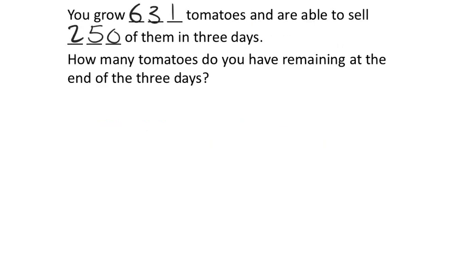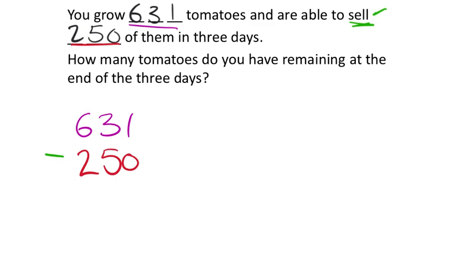Let's do this one. You grow 631 tomatoes and are able to sell 250 of them in 3 days. How many tomatoes do you have remaining at the end of the 3 days? So we're going to start, right? You're starting with the 631 tomatoes. Now we're going to sell. So what operation are we going to use for sell? Sell is going to subtract, and it says you sold, so we're going to subtract 250 tomatoes. Now again, I've lined that up so that we can just solve this. And this should tell us how many tomatoes are left after the 3 days.